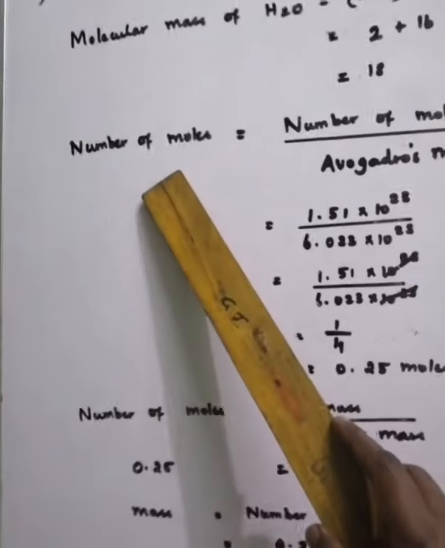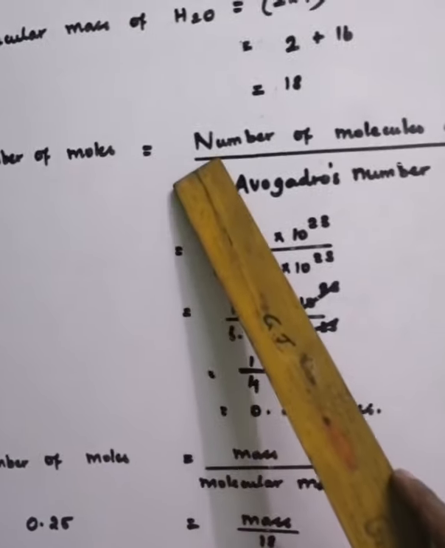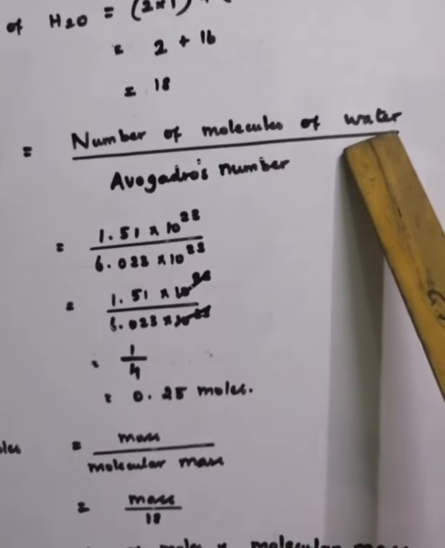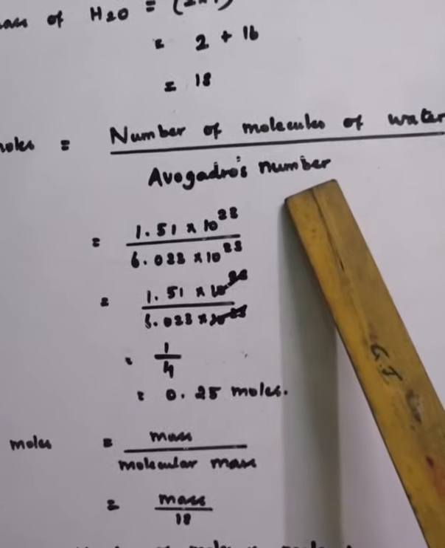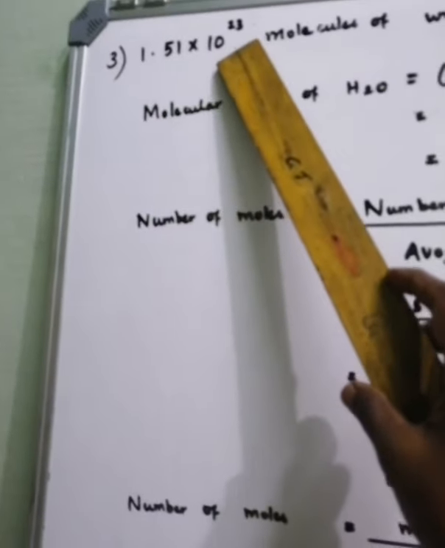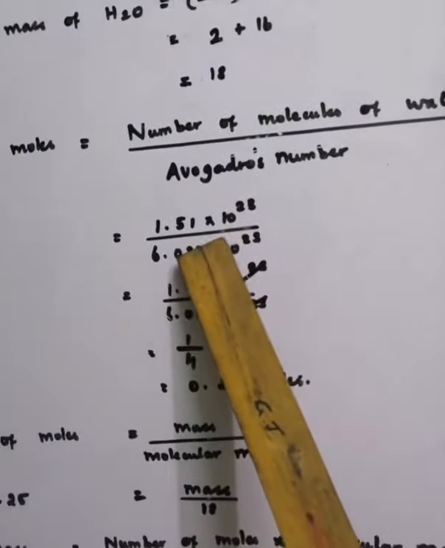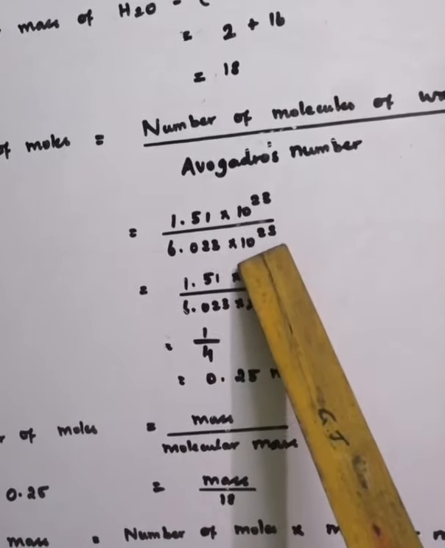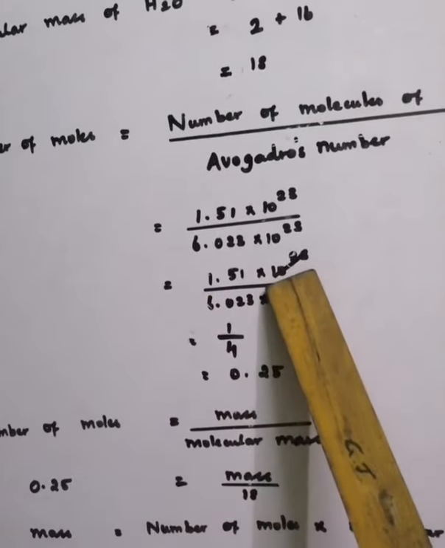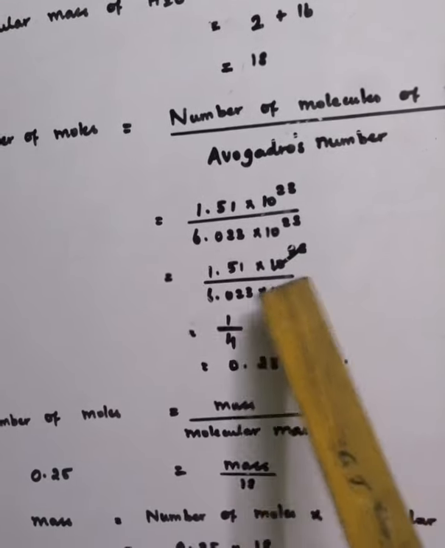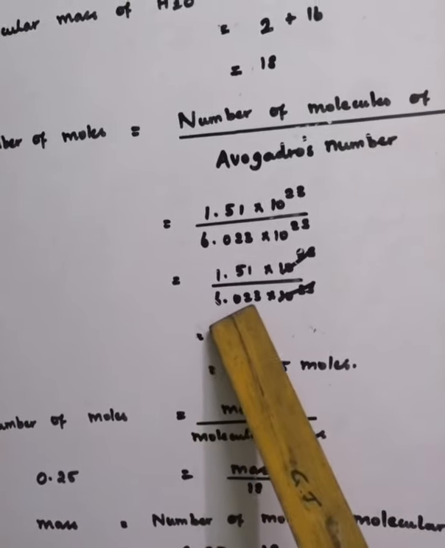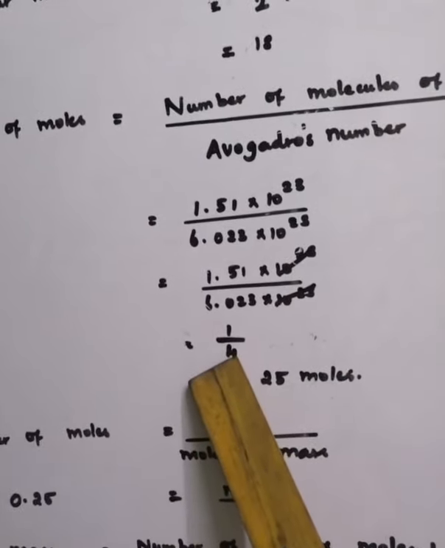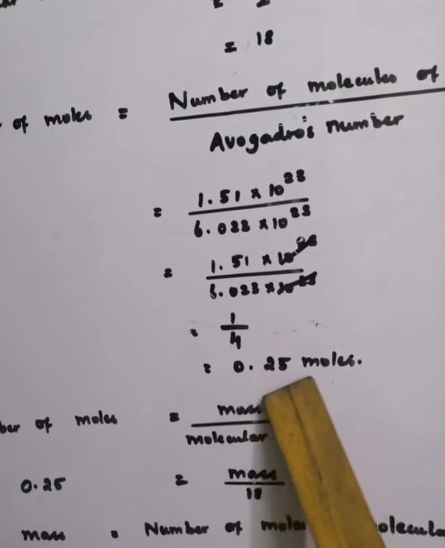First step, you are going to find out number of moles. Number of moles is equal to number of molecules of water divided by Avogadro number. Number of molecules of water is given in the problem as 1.51 into 10 to the power of 23. Substituting in the formula, you know the value of Avogadro number is 6.023 into 10 to the power of 23. 10 to the power of 23 and 10 to the power of 23 gets cancelled. So 1.51 divided by 6.023. You will be getting 1 divided by 4, that is 0.25 moles.